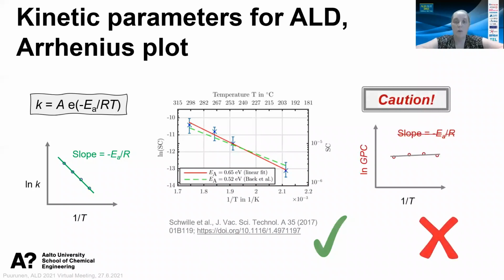And then a word of caution: don't mix the growth per cycle with a growth rate. For this, you can't do that analysis because this is not a kinetic parameter. I've seen it being done in the ALD field and also in atomic layer etching. Don't do it. This is not a rate. Do it for the sticking coefficient or another kinetic expression.